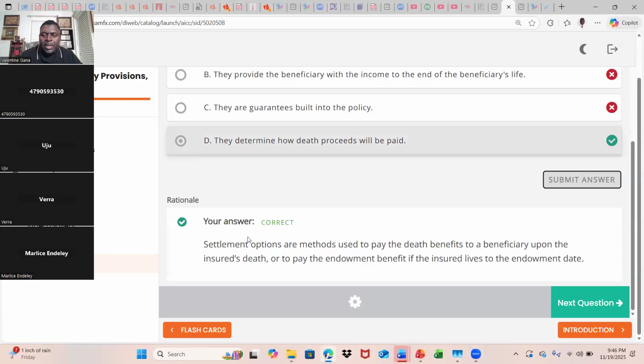Settlement options are methods used to pay the death benefit to a beneficiary upon the insured's death, or to pay the endowment benefit if the insured lives to the endowment date.